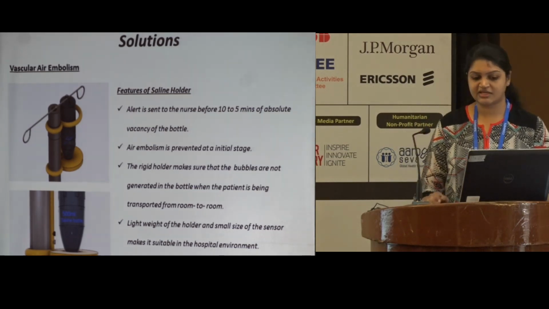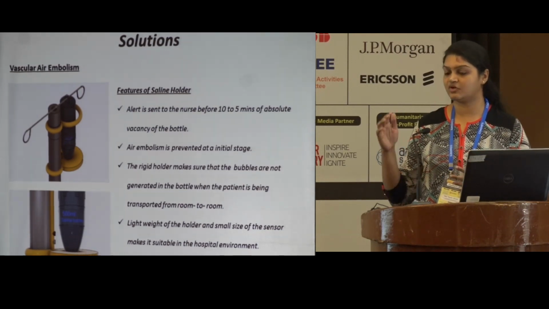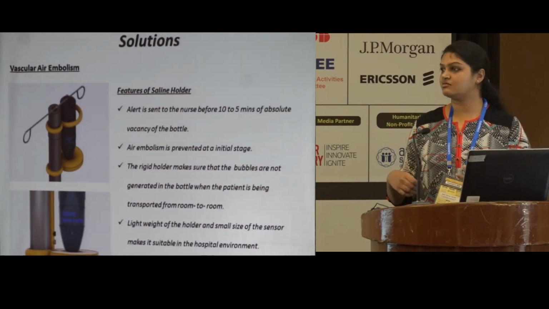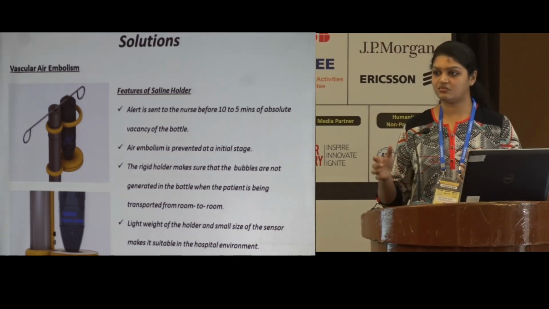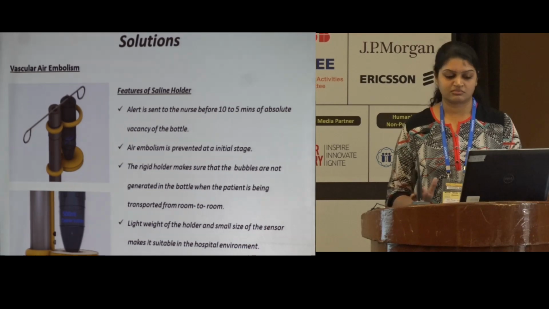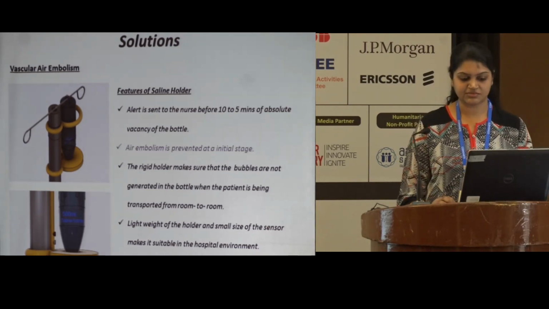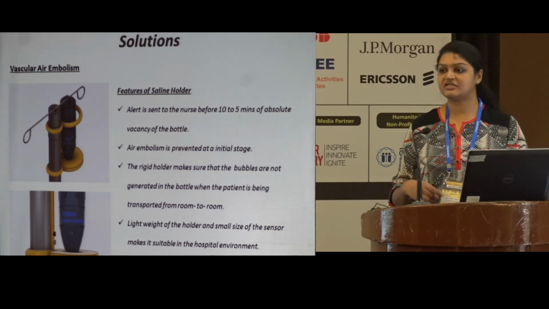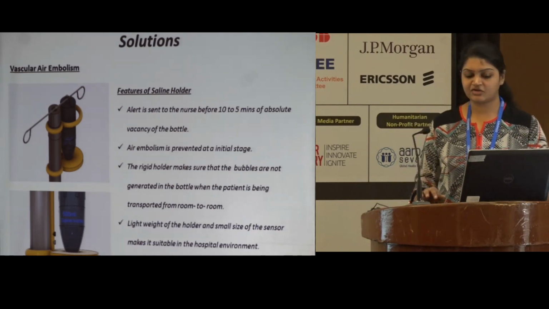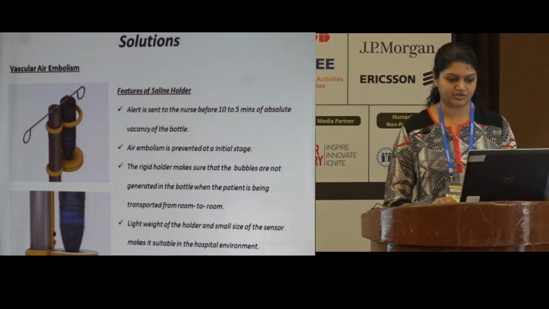The features of this saline holder are that an alert is sent to the nurse 5 to 10 minutes before the saline gets empty. Hence, it makes it easier for the nurse to immediately change the saline bottle before any problem. Air embolism is prevented at an initial stage. The rigid holder makes sure that bubbles are not generated in the bottle when the patient is being transported from one room to another. The light weight of the holder and small size of the sensor make it suitable for the hospital environment.